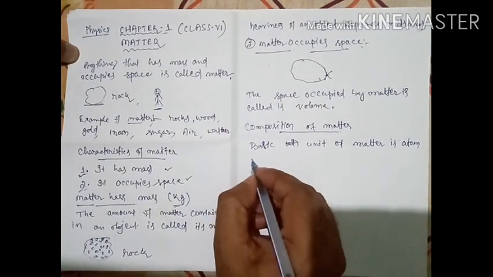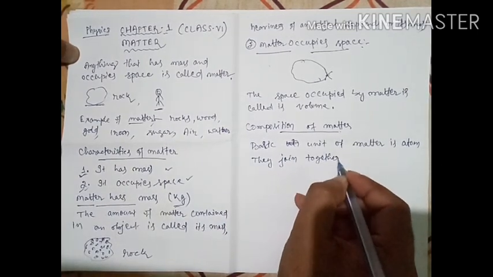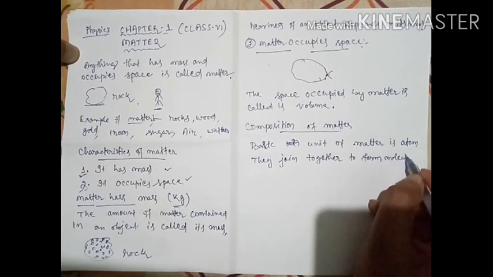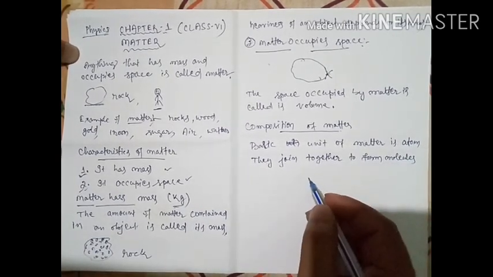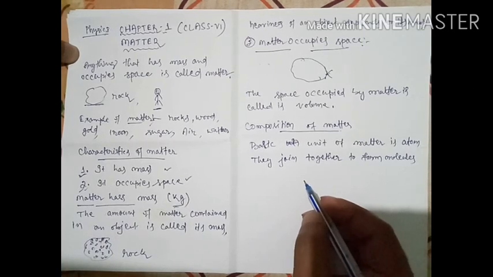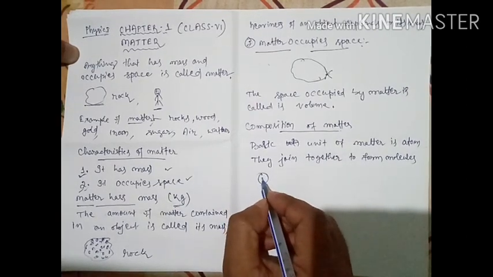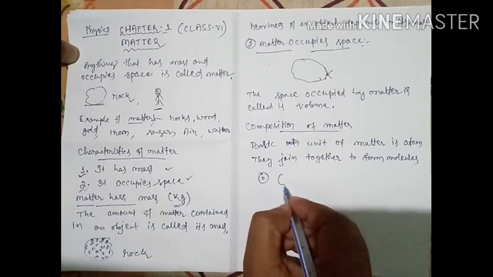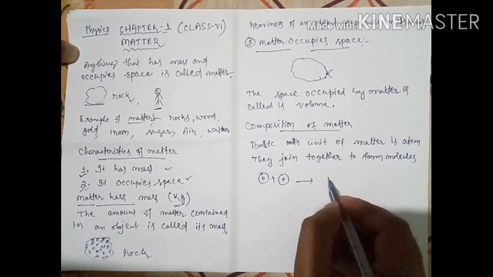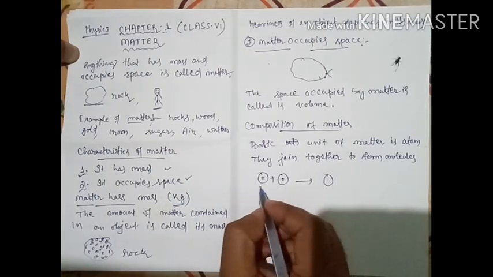Next one is, they join together to form what, students? To form molecules. Understood, students? For example, if I say two oxygen atoms combine to form an oxygen molecule. Suppose this one is one oxygen atom and this is another oxygen atom, and these two will combine, then they will form one molecule of oxygen.